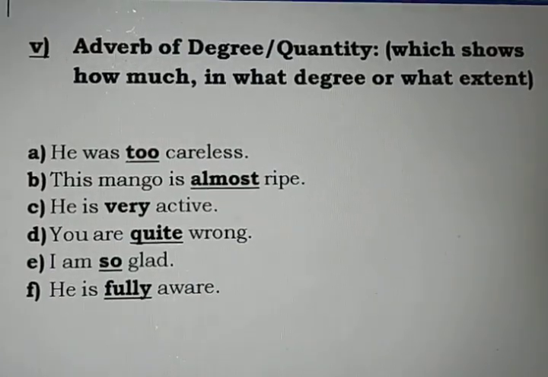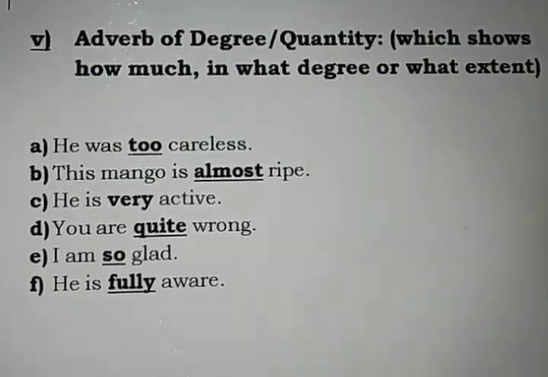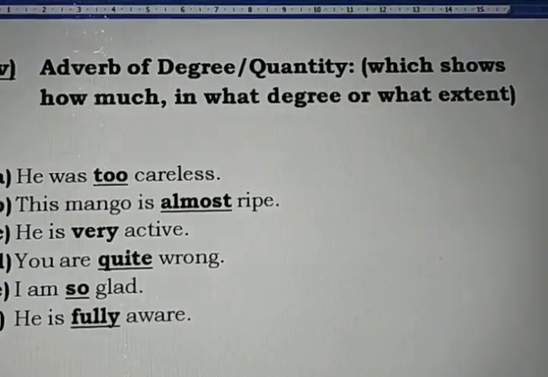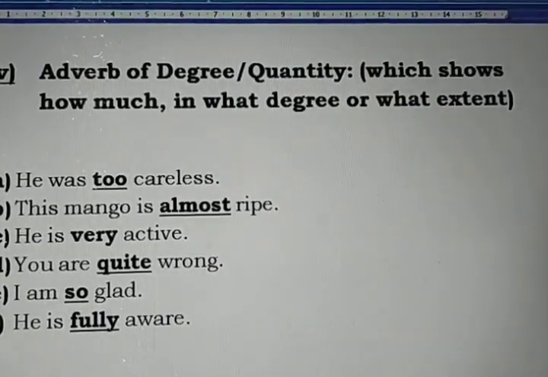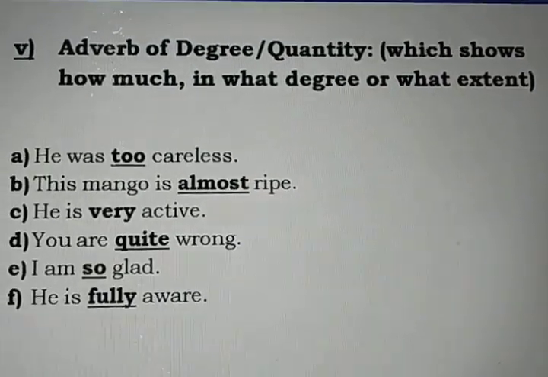And the fifth kind of adverb is adverb of degree. You can also call it adverb of quantity, which shows how much, कितना, in what degree or what extent, कितनी सीमा तक, या कितना, how much, in what degree or what extent.